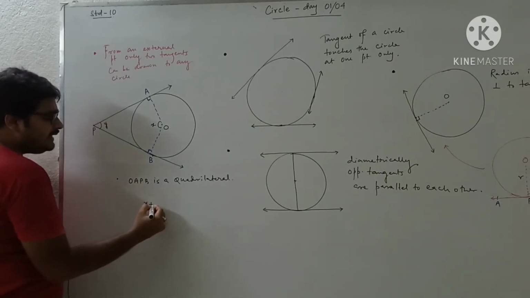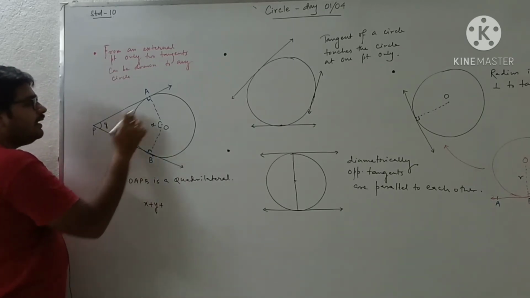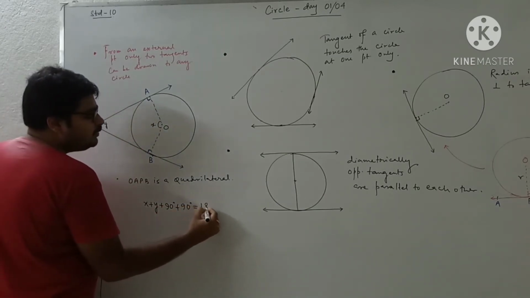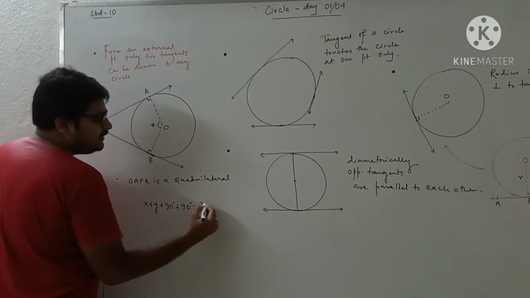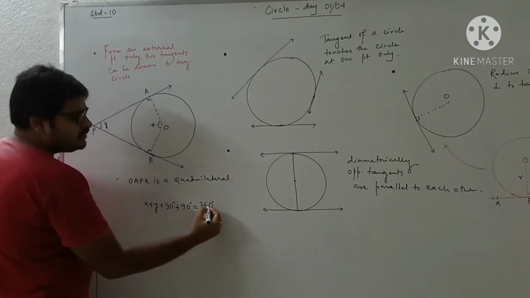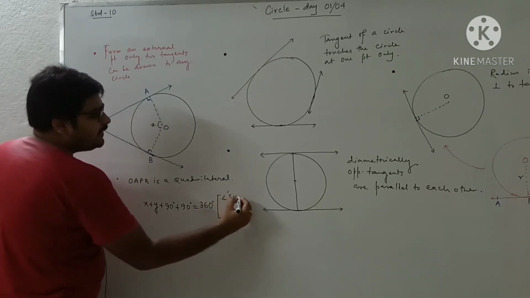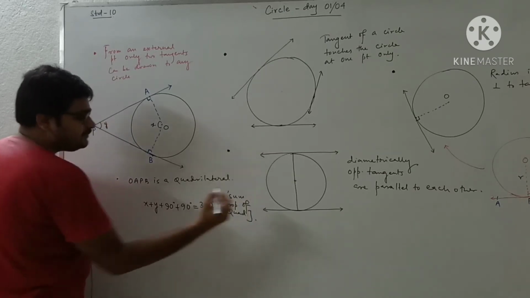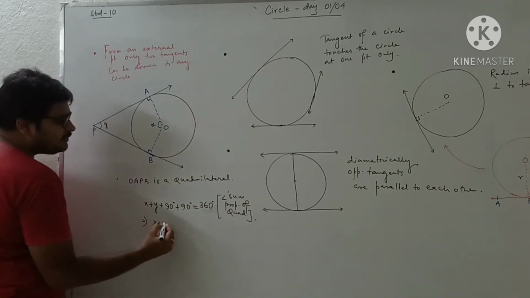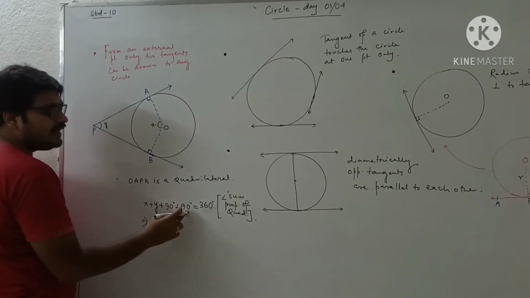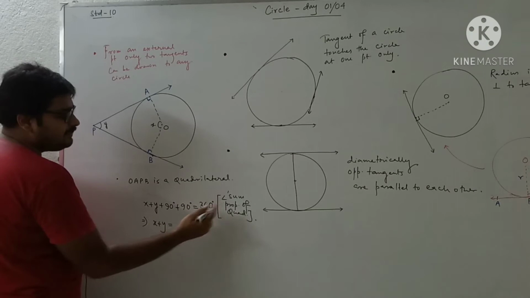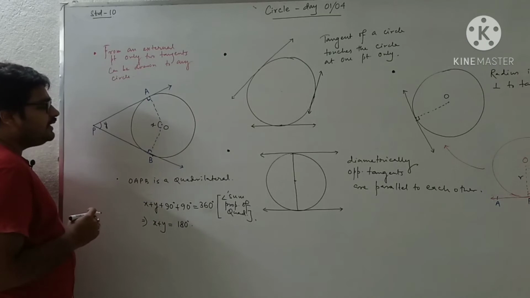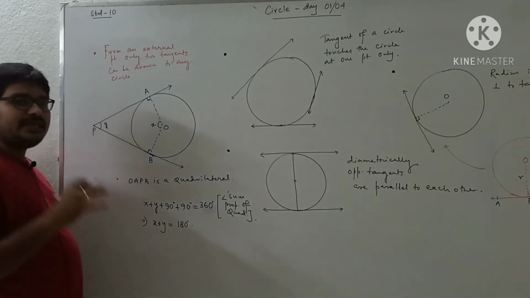I can write x plus y plus 90 degrees plus 90 degrees is equal to 360 degrees. And where did we get this from? This is the angle sum property of a quadrilateral. So from here we can write x plus y equals 360 minus 90 plus 90, that is 180 degrees. So what we got here is one of the tangent properties of the circle.